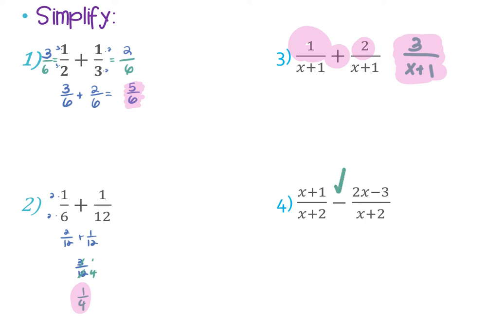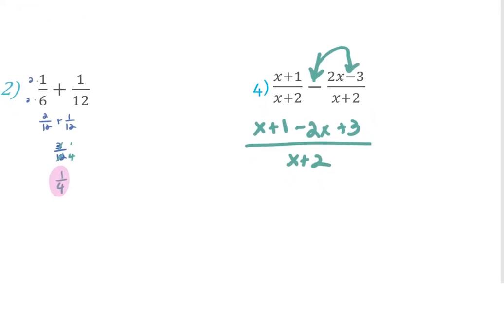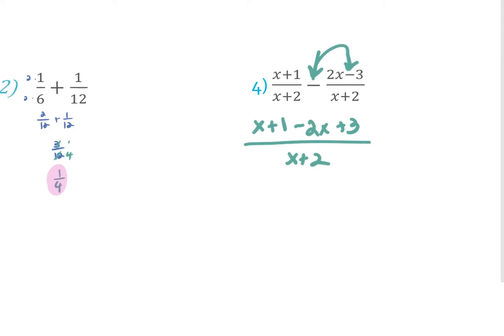For 4, there's now a minus between. So you have to be careful with that minus. That minus goes to both the 2x and the negative 3. So the numerator, if I rewrote them out again, would be x plus 1 minus 2x, and then that minus goes to the negative 3, which becomes plus 3. All of it's going over my least common denominator, which is the same denominator. Then I combine my like terms. X minus 2x is negative 1, so that's negative 1x or negative x. And 1 plus 3 is positive 4. And it goes over x plus 2.